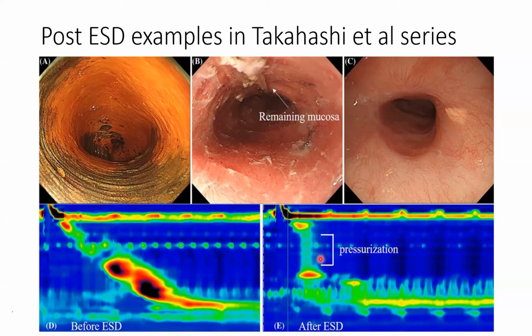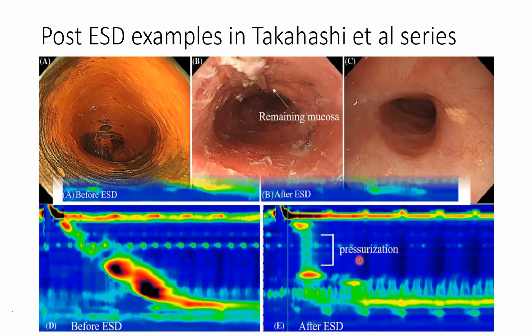So what has changed? The area is showing some narrowing, although this narrowing is not structurally important, the endoscope will pass through this. But on manometry, it will show a pressurization at this area. So definitely a motility change has happened if you have done a circumferential resection. Now you can argue whether this is clinically important or not. In some it might be, or it might create problems in the long run.